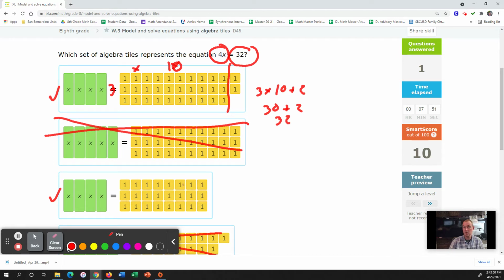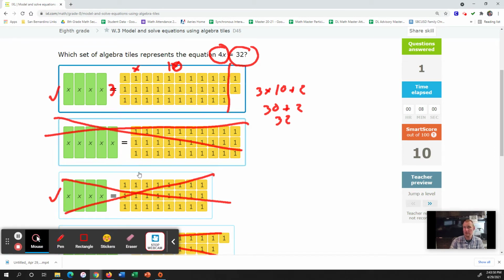So our third option here is way too short. There are not 32 tiles in there, so that's not going to work. So in this particular case, the first option is going to be our correct option.